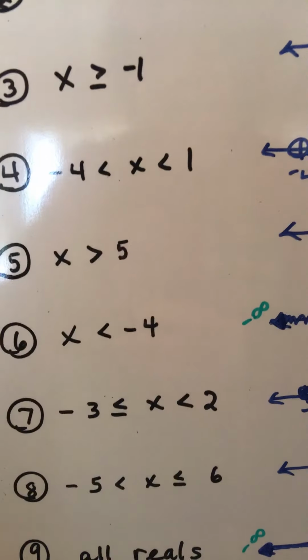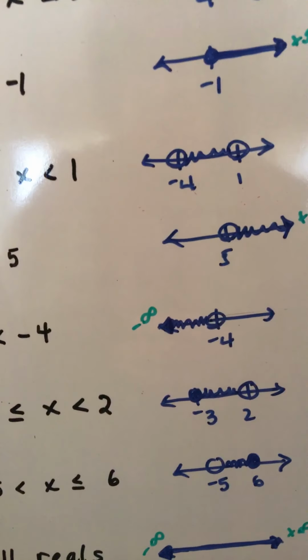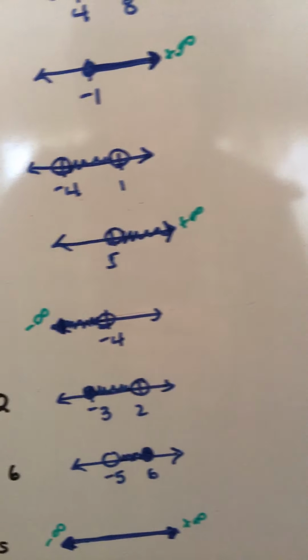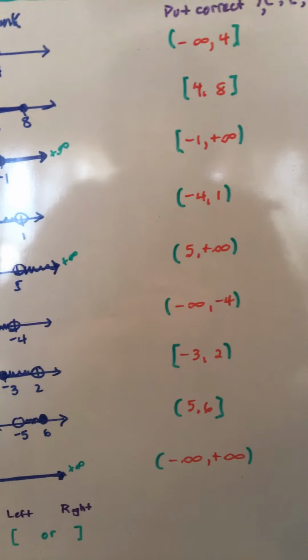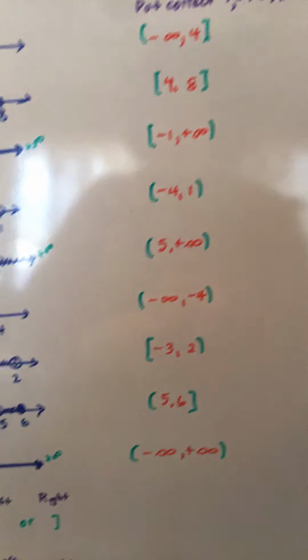Negative 3 to 2, I see the numbers, negative 3 comma 2. I see closed, then I see open. And so I wrote my negative 3, 2. Closed means a square bracket. Open means a parenthesis.